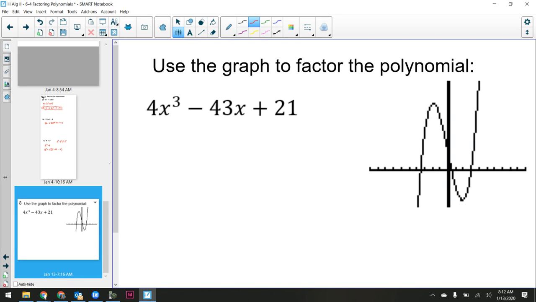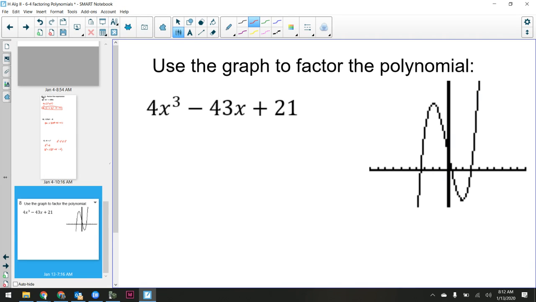All right. It says use the graph to factor the polynomial. What? Using a graph to factor? What? Now, if I want to factor the polynomial, I need one of the roots of the polynomial, right? I need a 0 that I can easily see. What's one of the zeros that I can easily see?